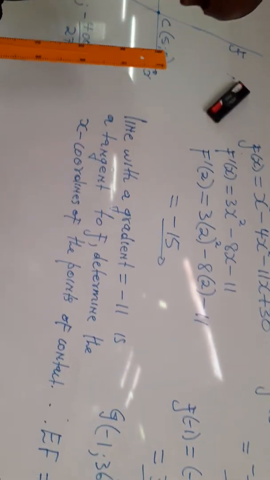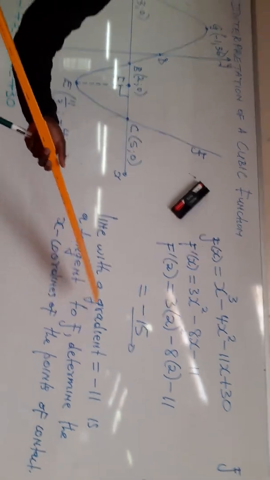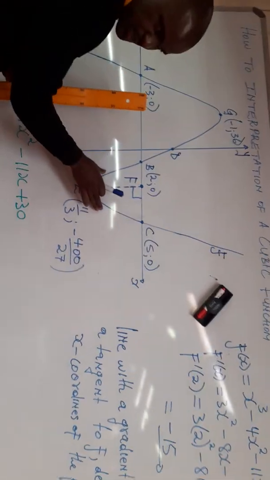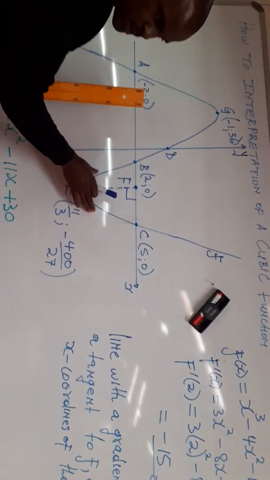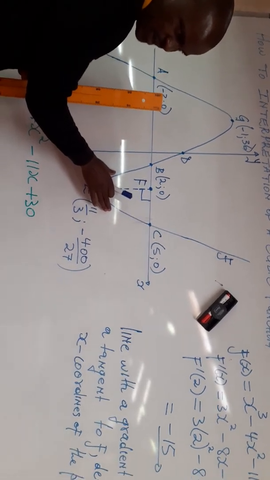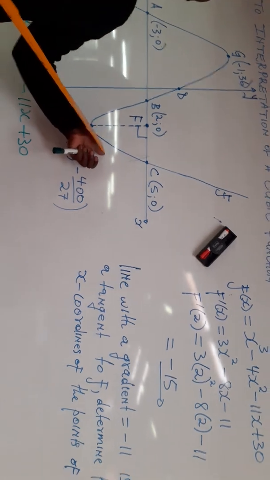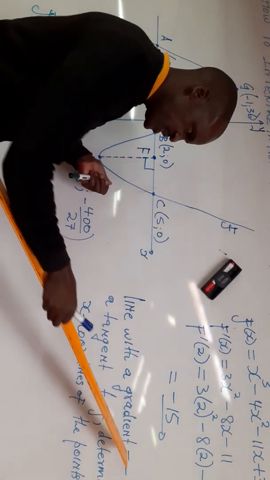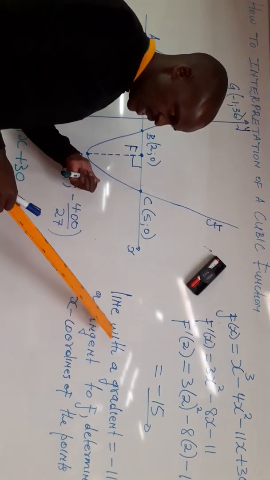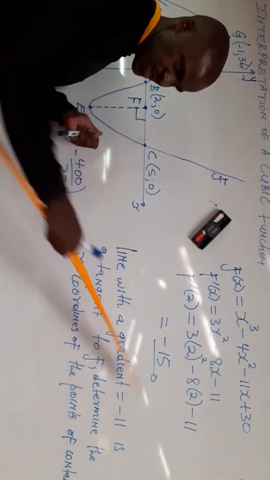Right. This is the gradient of a tangent to this function. So we are to find the x coordinate. In other words, you are now being given the gradient of a tangent to this function. The gradient of a tangent is negative 11. This is a line with a gradient equal to negative 11.